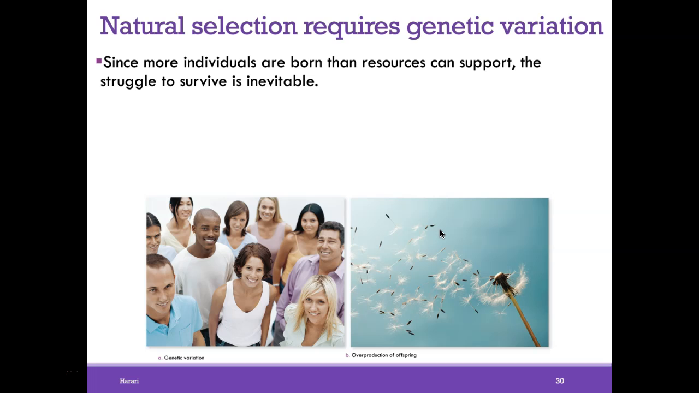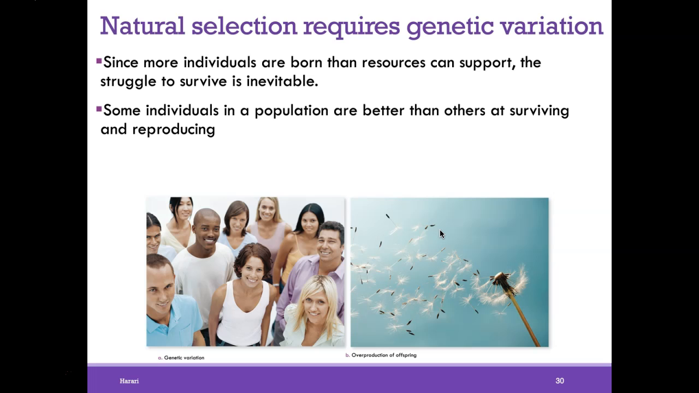So since more individuals are born than resources can support, the struggle to survive is inevitable. And I have something to say about this that I'm going to talk about after. But this is according to evolutionary theory. Some individuals in a population are better than others at surviving and reproducing. But I want to make a point. Is it all about reproduction? What about individuals that don't reproduce? Are they just useless in society?